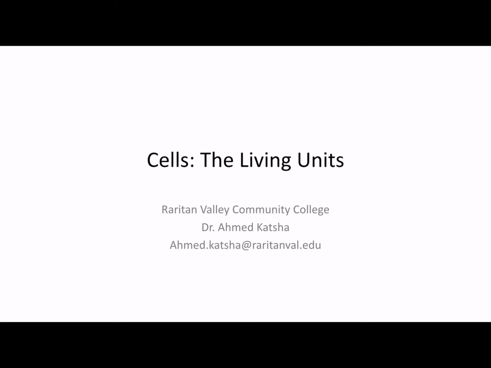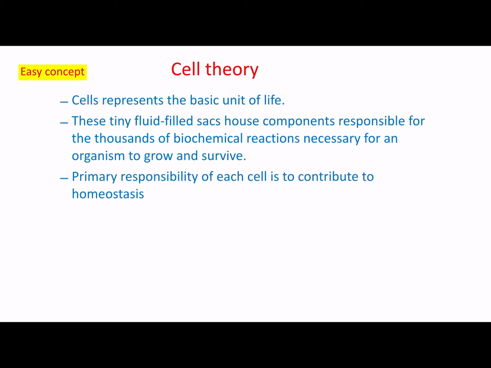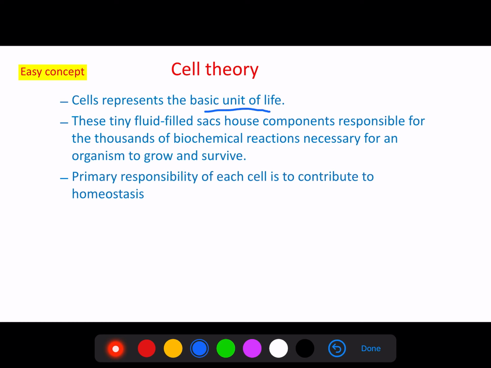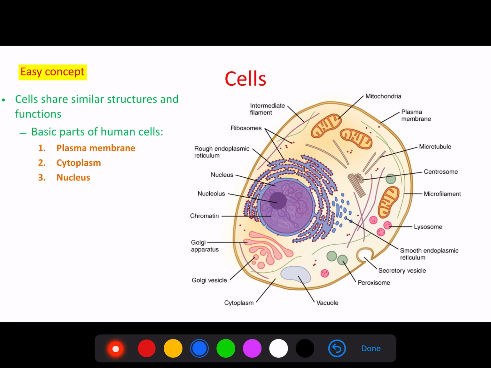We are now in chapter 3, and chapter 3 is about the cells. Cells, as we saw in chapter 1, are considered the basic unit of life. This is the tiniest or the smallest unit that sustains the properties of life, and almost every function in our body is performed through cells. The cells are made out of three basic components. We have the plasma membrane, the cytoplasm, and the nucleus. In this chapter, we are going to go through each one of these parts.